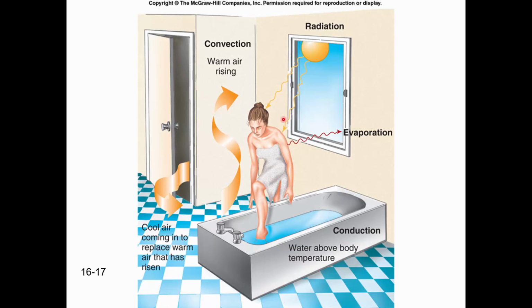So radiation is simply heat radiating infrared radiation. So the sun radiates heat, and that might warm you up. When you touch an object that's warmer than you, so she's touching the warm bath water, that heat is then conducted to her. Air currents move heat or coolness around. That can transfer heat. So radiation, convection, conduction are all two-way, but evaporation is only one way. You can only lose heat through evaporation.